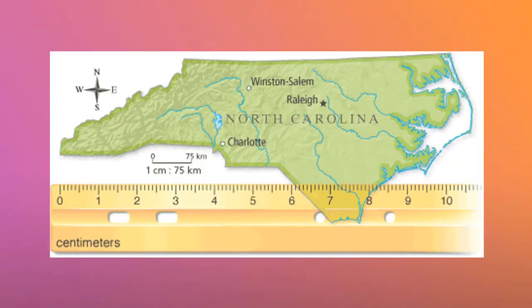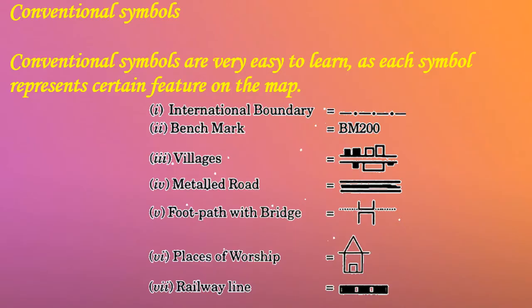Now let's look at the map on this image. This is a map of North Carolina state. Here the cartographer has given the scale as 1 centimeter is equal to 75 kilometers. So here on this map, 1 centimeter represents 75 kilometers on the earth, on the ground. Clear, children? Now let's learn about conventional symbols.